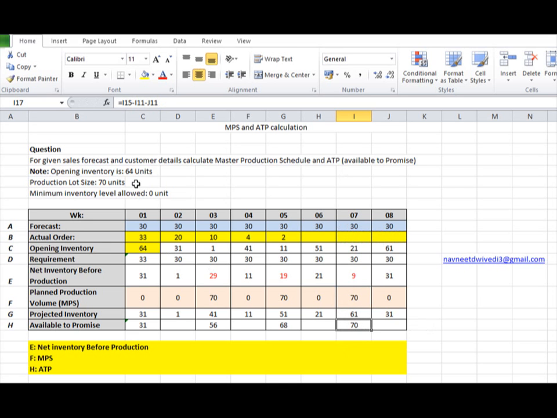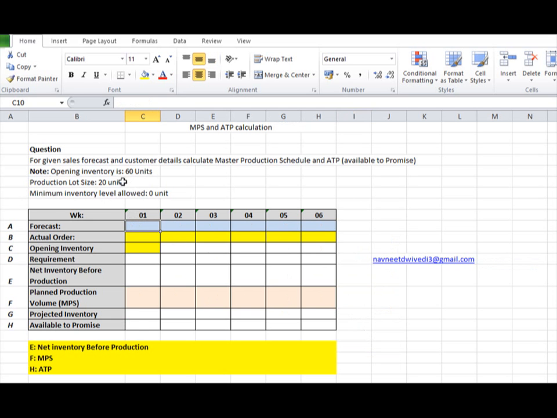So this was again a repetition of what we solved last time, just for review, of how to solve MPS and how to solve ATP. Now we will go for a different problem in which we will get negative ATP. So what is its conclusion, or what is its significance, we will see over there.